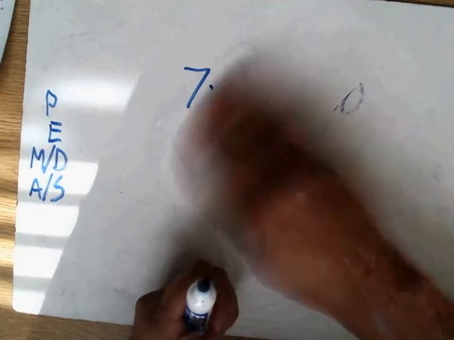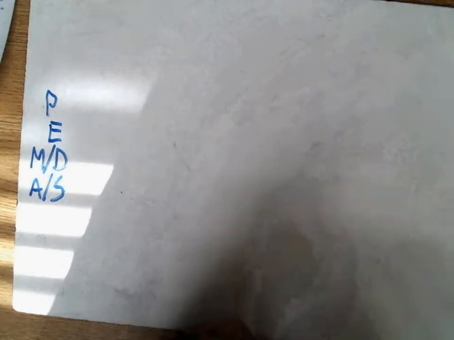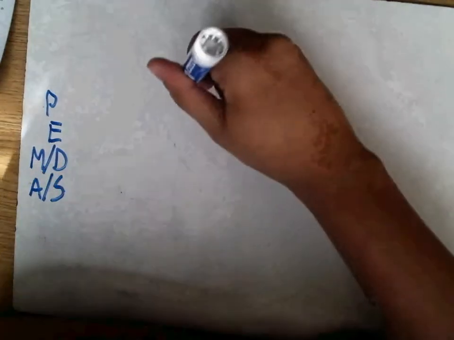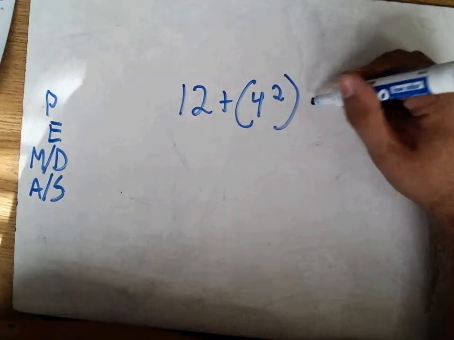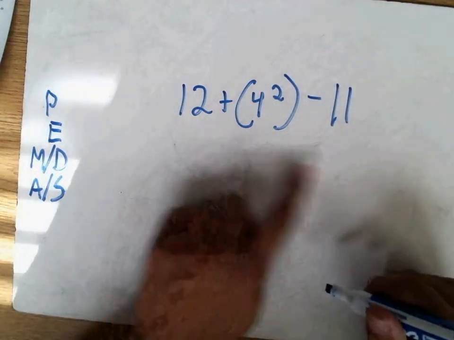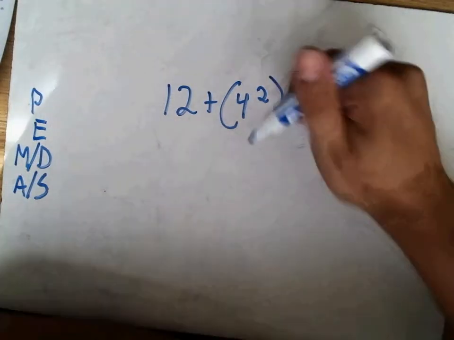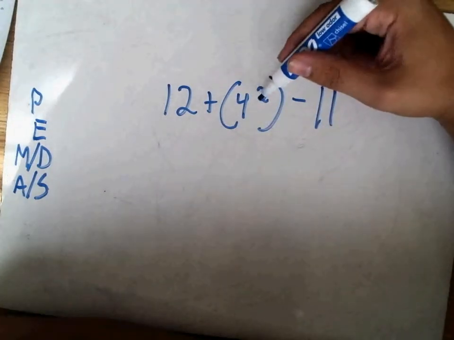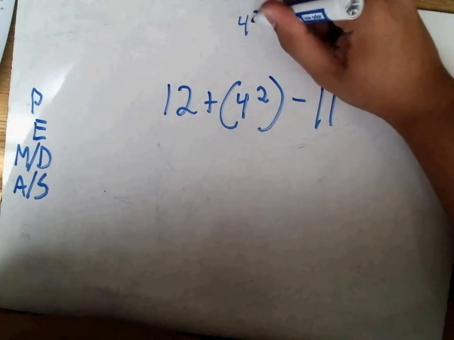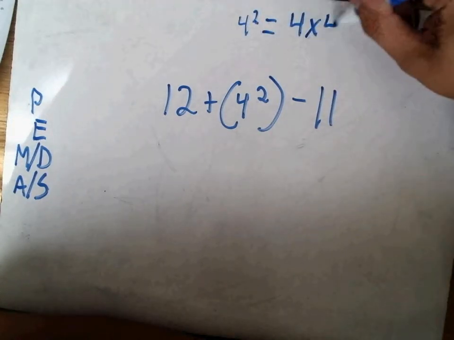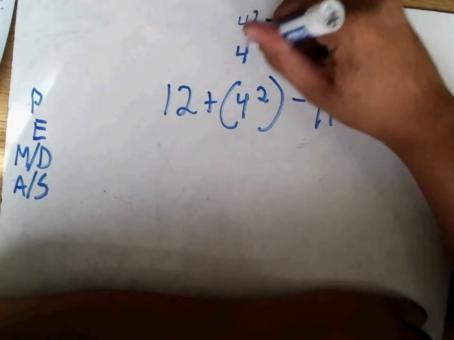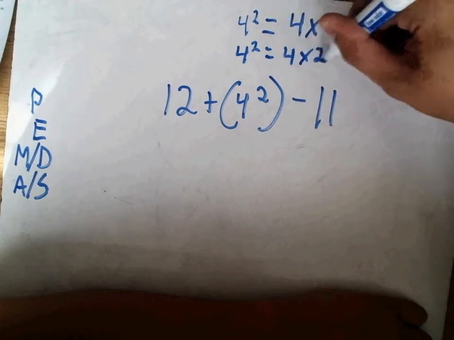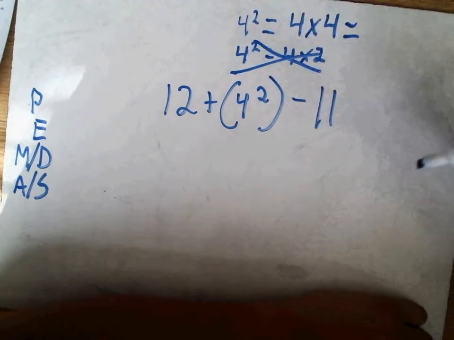Now, I'm going to do one more, and I'm going to put one that has some exponents in it. So this one is 12 plus 4 to the second minus 11. Right? So anytime we have to the second power, that equals that number times itself. So many students think that this is equal to that. Right? And that is not true.